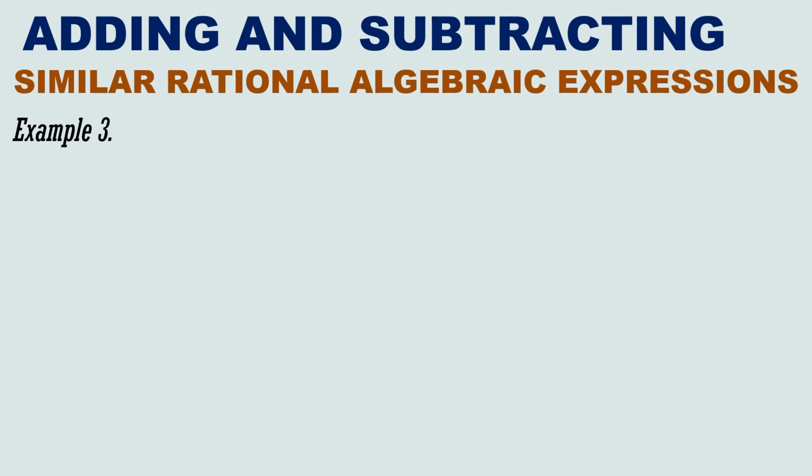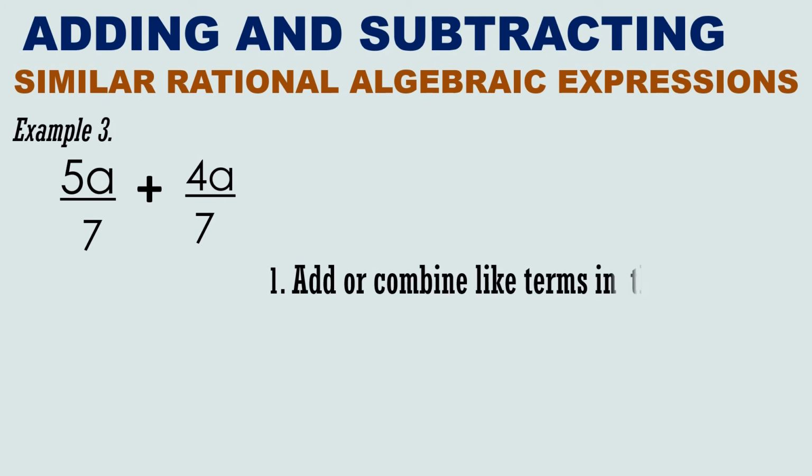And now, let's see example number 3. So we're going to add 5a over 7 and 4a over 7. So what are we going to do? Since the denominator is 7 and they are common, we're going to add or combine like terms.